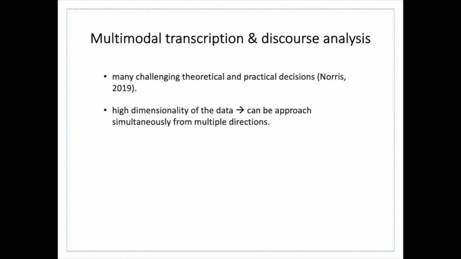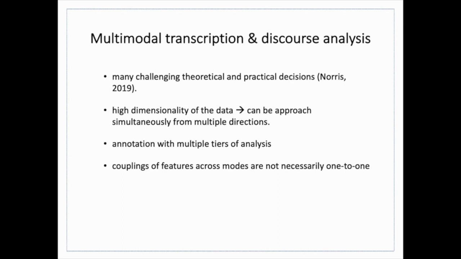Linguistic and multimodal data also has really high dimensionality. This means that it can be approached simultaneously from multiple valid directions in terms of both theory and analysis. So to manage this complexity, researchers have favoured annotation involving multiple tiers of analysis that allow intermodal connections between different tiers to be perceived. In addition, coupling of features across semiotic modes is not necessarily one-to-one, and it can incorporate different kinds of temporal and semantic associations across tiers of analysis.